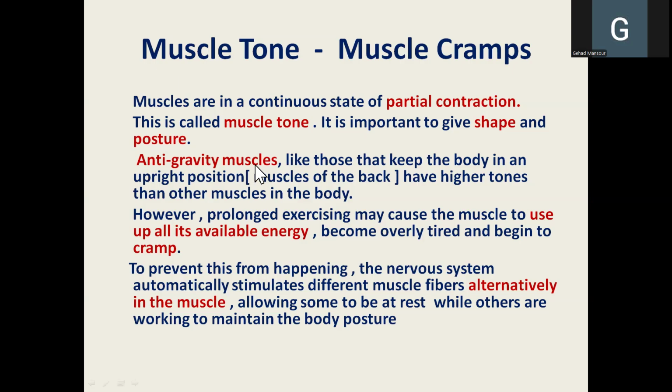The anti-gravity muscles, as long as you're standing up in an upright position, are working and they have a tone that's higher than the tone of other muscles, the muscles of the front, for example, that do not antagonize gravity. But why don't they get fatigued? Because they alternate. They do not receive electric impulses at the same time. For example, if I have 100 muscle fibers at the back, 50 will be contracting and 50 will be relaxing, and then they will alternate with each other.